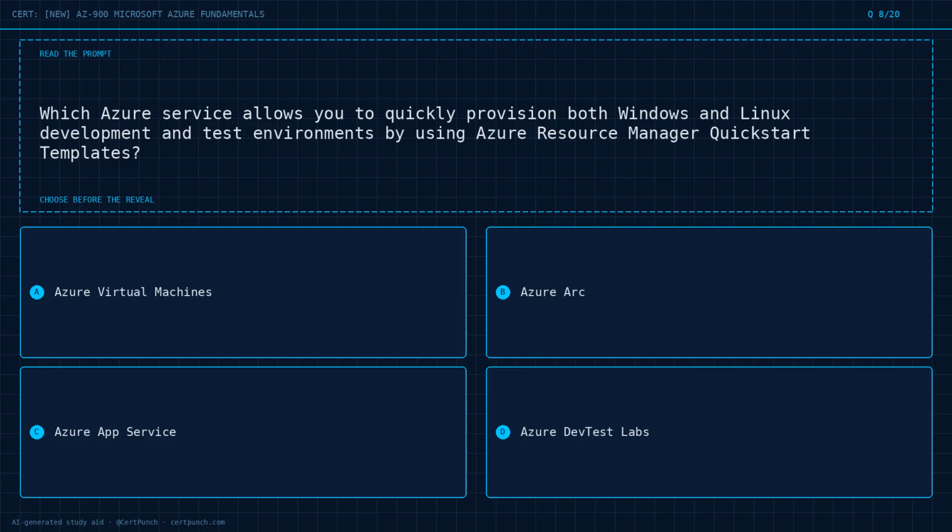Question 8 of 20. Which Azure service allows you to quickly provision both Windows and Linux development and test environments by using Azure Resource Manager Quick Start templates? Option A, Azure Virtual Machines. Option B, Azure Arc. Option C, Azure App Service. Option D, Azure Dev Test Labs. Choose the best answer before the reveal. Commit to it now.